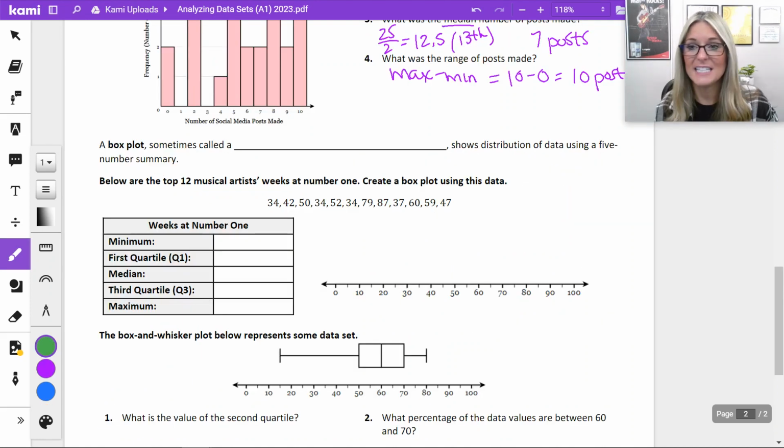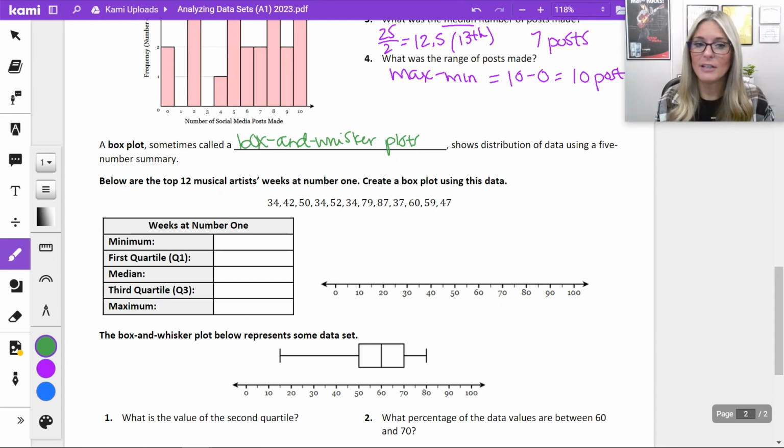The third data display we're going to look at today is a box plot, sometimes called a box and whisker plot. It shows the distribution of data using a 5-number summary. Below, we have the top 12 musical artists' weeks at number 1. Create a box plot using this data.